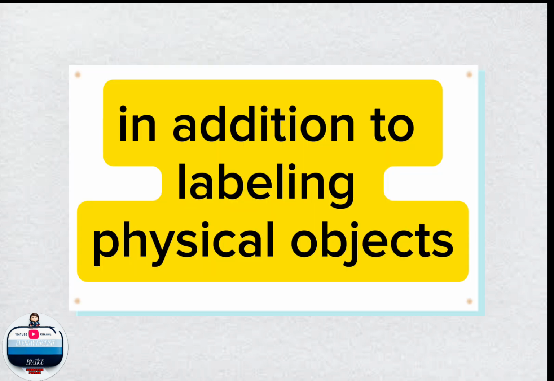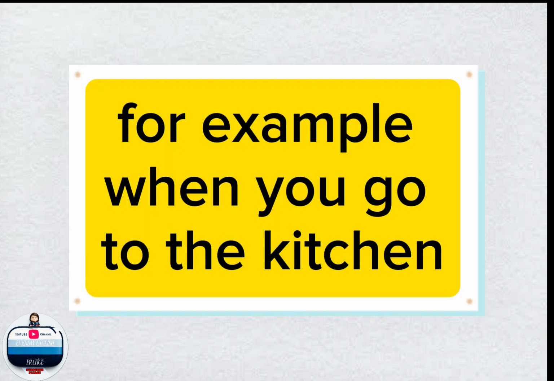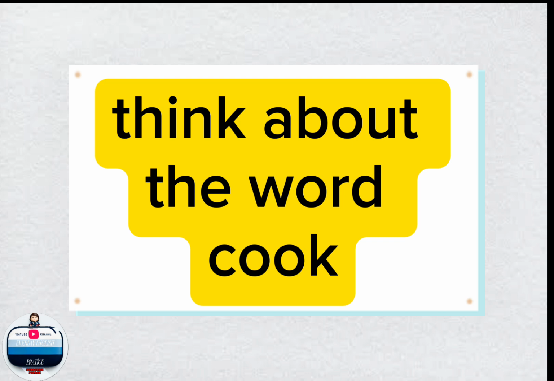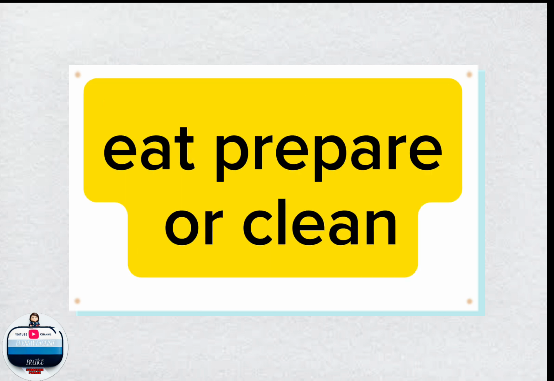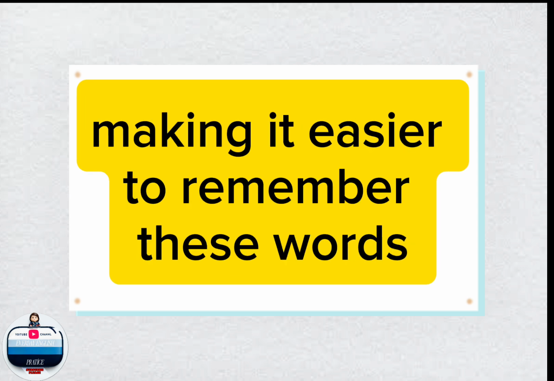In addition to labeling physical objects, you can label the actions you perform as well. For example, when you go to the kitchen, think about the word cook, eat, prepare, or clean. This connects what you do with the English language, making it easier to remember these words.